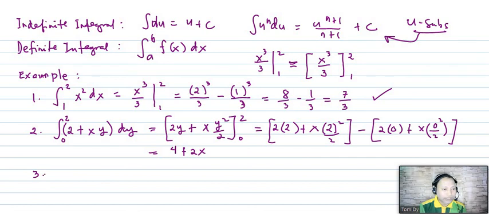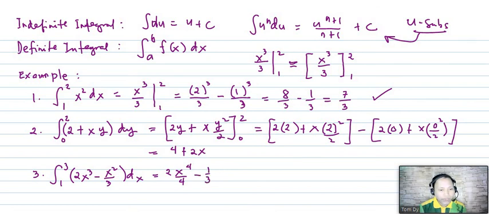Last example for definite integral, we have, let's say, 2x cubed minus x squared over 3 dx, with limits 1 to 3. This is equivalent to the integral of 2x cubed, that is 2x to the fourth over 4, minus x cubed over 3.